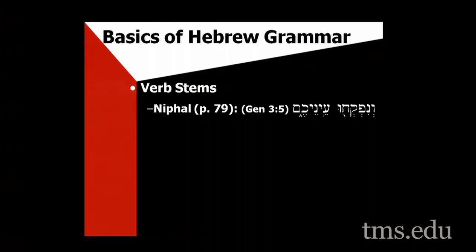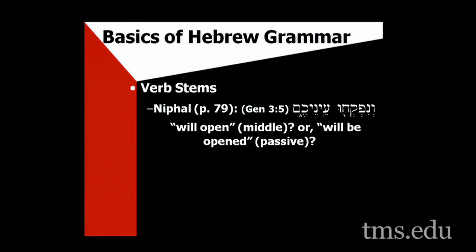Okay, it's emphatic. Verb stems, the nifal. We talked about this briefly on the nifal participle. We'll get to that in a second here. But in Genesis 3:5, wenifkehu enekem. Do we translate it as "your eyes will open themselves"? "Your eyes will be opened," or just "your eyes opened"? Well, it's "will open" if it's middle. It's "will be opened" if it's passive. And in this case, it is a passive.